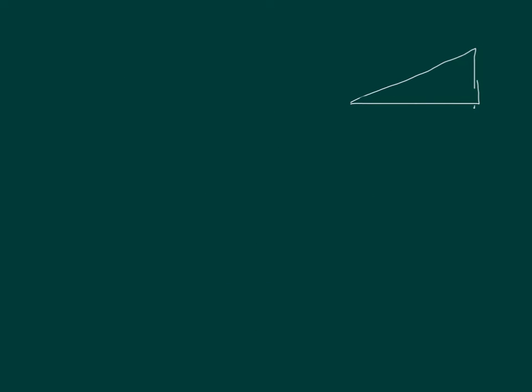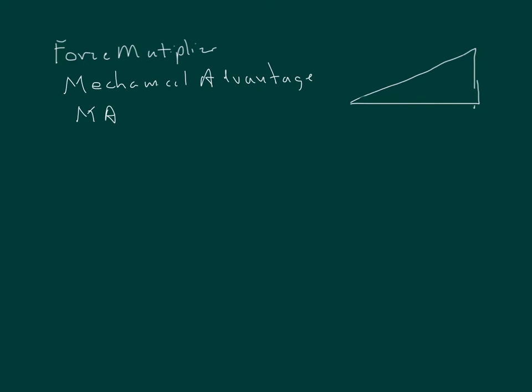So let's go back. What did we say a machine was? A machine is something that multiplies the force. So it is a force multiplier. So we want to define this in some way. So we define the actual force multiplier by something called the mechanical advantage. So the mechanical advantage is going to be the force out over the force in.